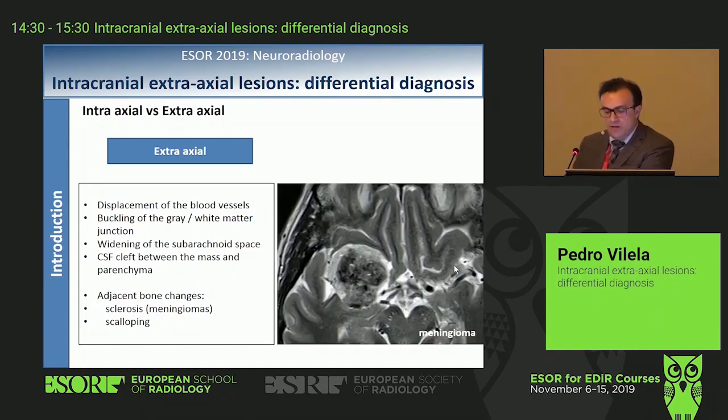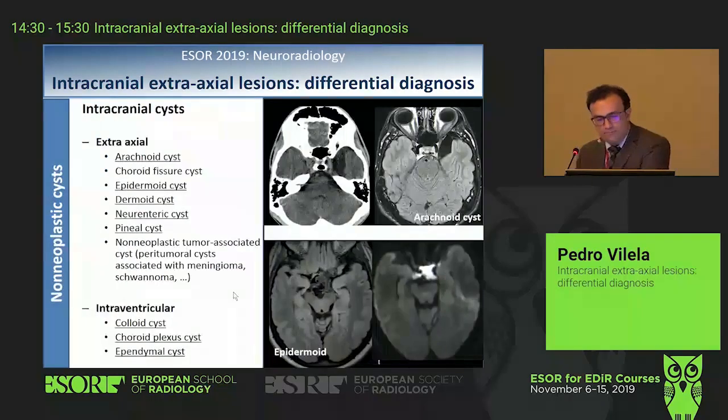And this is what we see here. So it's completely surrounded by brain, but we understand that it is an extra-axial lesion. You see the blood vessels are at the periphery of the lesion. There is a CSF cleft all around this meningioma that is here. So it's clearly easier to look. You see there is the cortex there, and the cortical white matter junction is preserved.